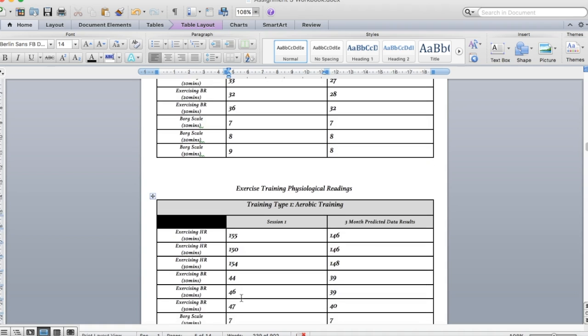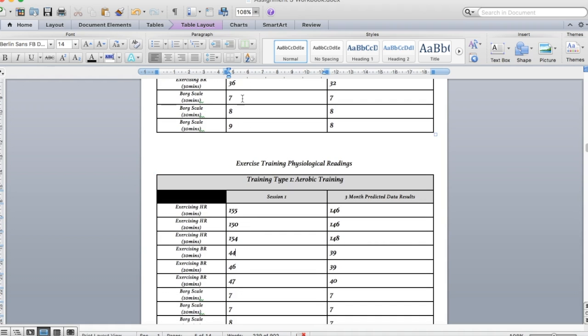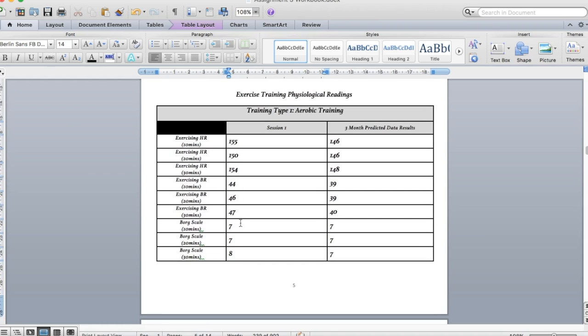And then if we look at our Borg scale, actually when we're doing resistance training it's increasing all the time, almost to the point of fatigue, whereas with our aerobic training you're almost hitting a plateau, so you're kind of finding a level and you're sustaining and working at that level.